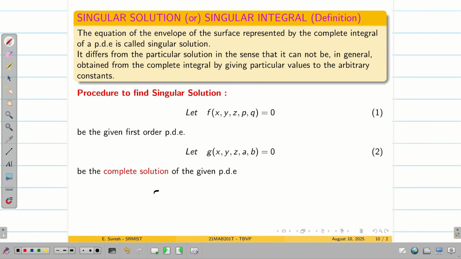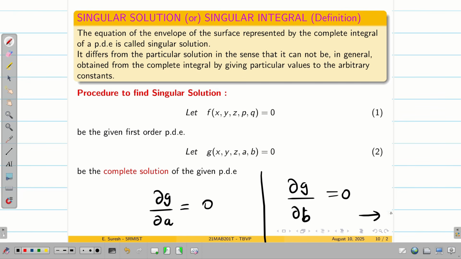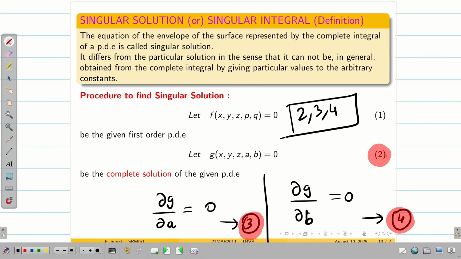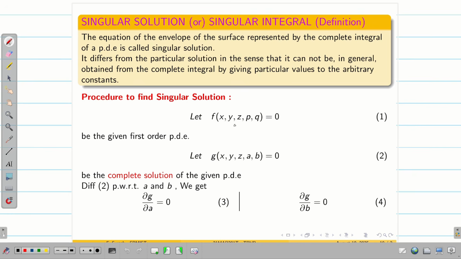We take equation 2 and differentiate partially with respect to a, as well as differentiate g partially with respect to b, and we take these as equations 3 and 4. Now our job is to eliminate the arbitrary constants a and b from these three equations 2, 3 and 4, provided they exist, then the solution is known as the singular solution. Hope you understand. While we do the problem, you can get the idea. You can see the typed version.